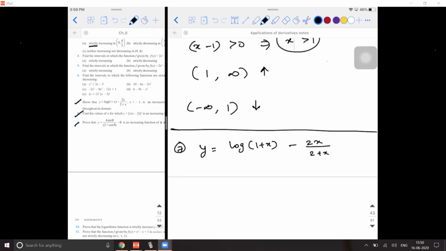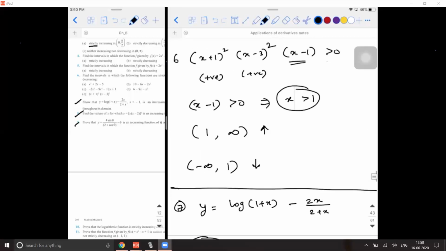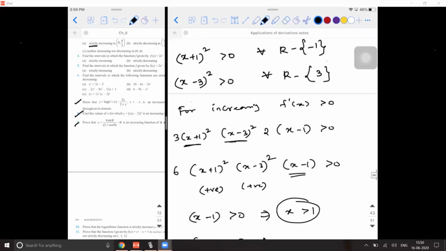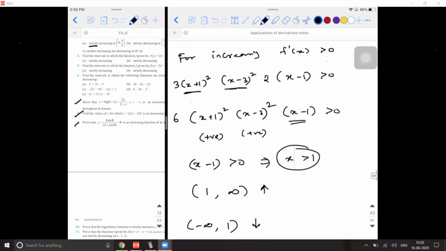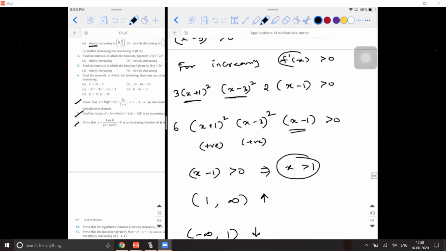In the previous sum, but 3 and -1 cannot come, no, sir. Why? Because in x minus 1 the whole cube and x plus 1 the whole cube and x minus 3 the whole cube, if we use 3 and -1, we will get... that's what I'm trying to say. So that validation you're doing only for f dash of x. There is no point of discontinuity here.